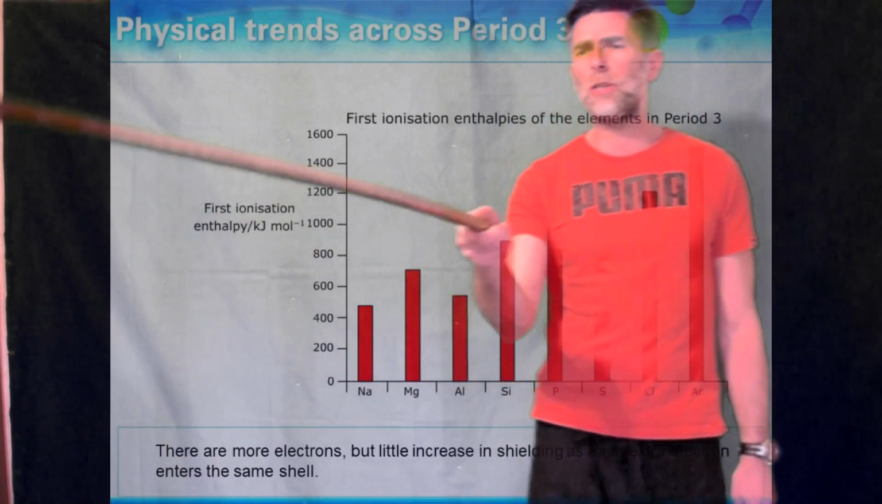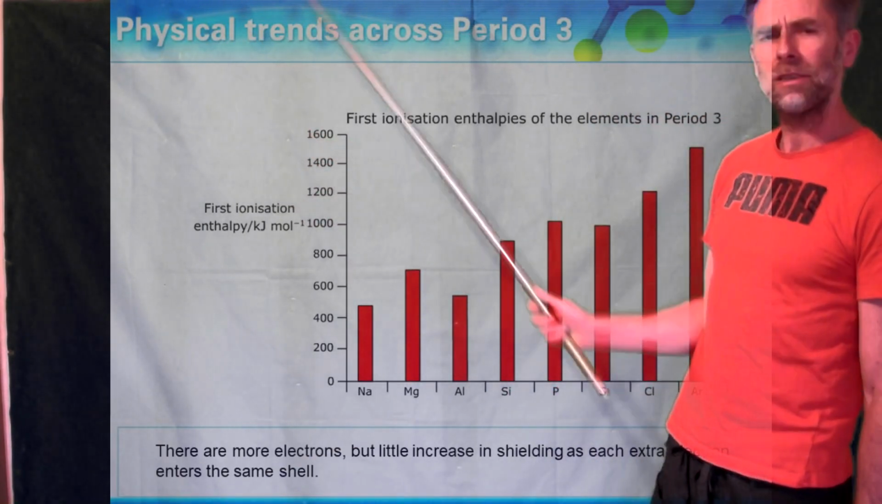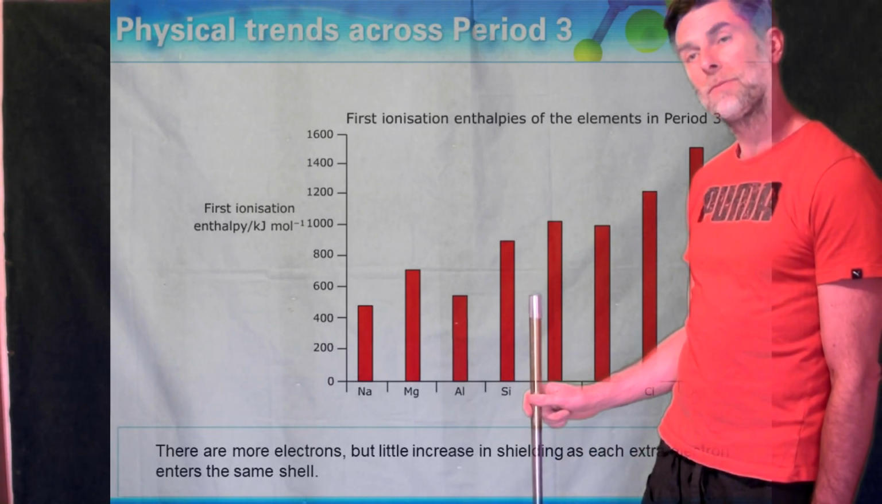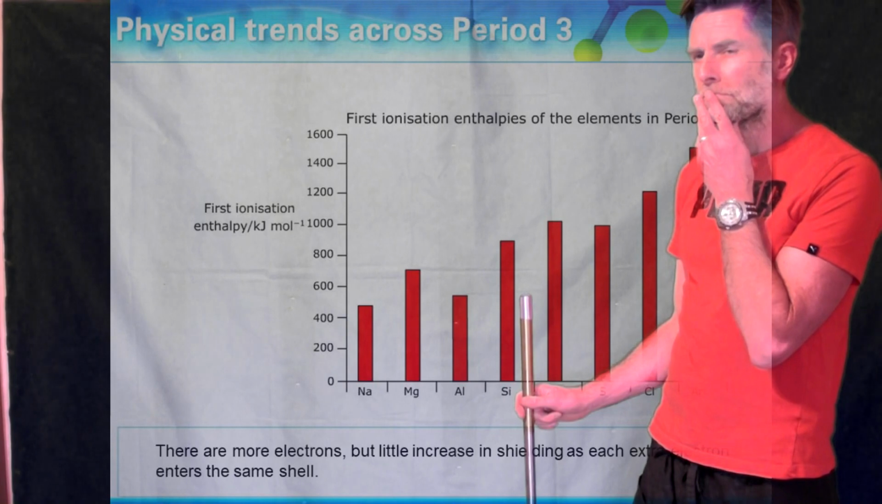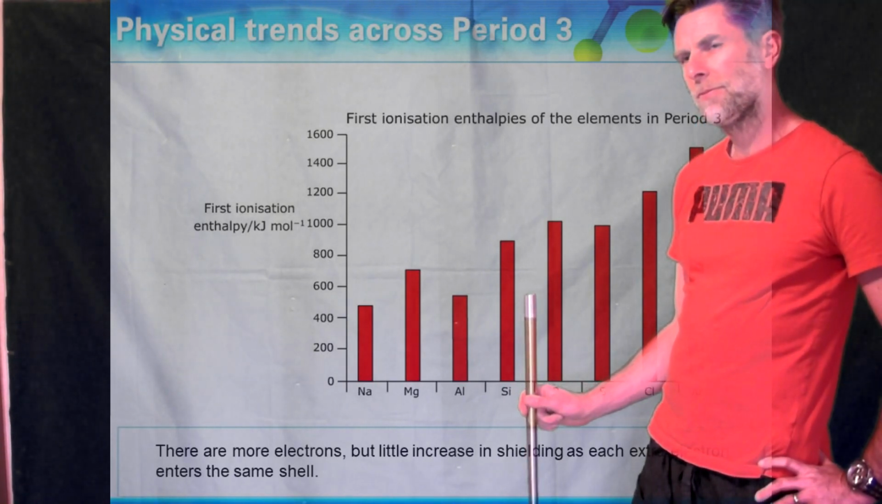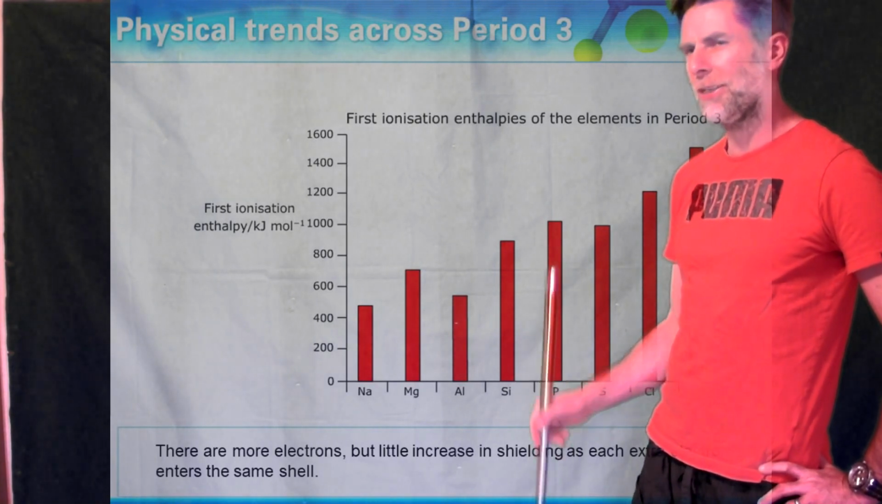Now then, you at the back, please explain why there's a dip from magnesium to aluminium. The outer electron is in the 3p orbital, which is a higher energy level than the 3s. It is both further and more shielded from the nucleus, so easier to remove. Very, very good, you at the back.